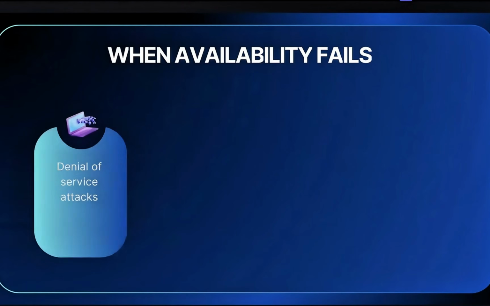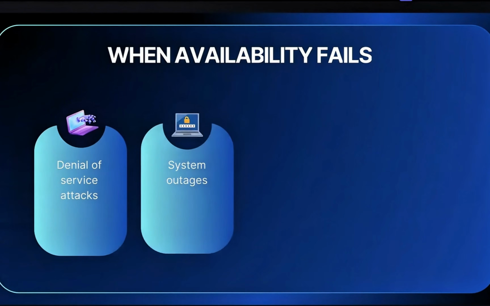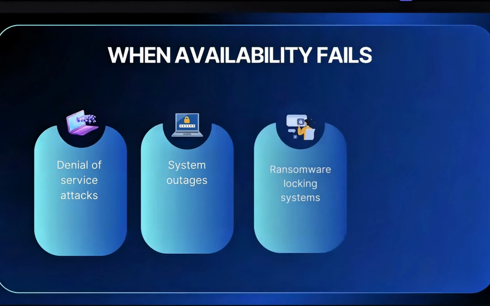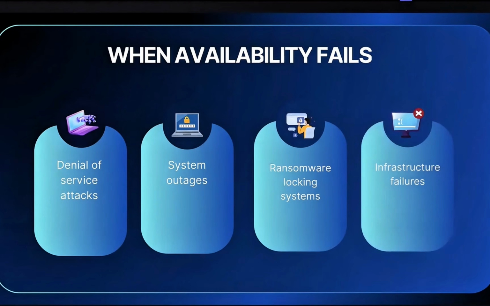So when can we say availability has failed? Availability fails when systems cannot be accessed, when we have denial of service attacks that overwhelm systems, when outages stop normal operations, when we have ransomware that locks users out, or when infrastructure failures disrupt services or the day-to-day activities of a business. At that point, availability has failed.